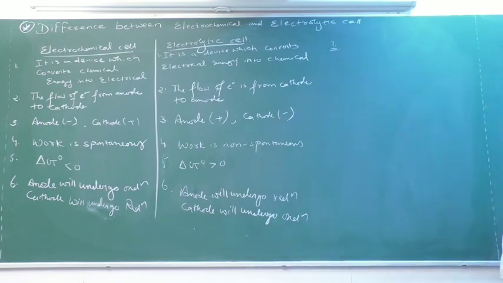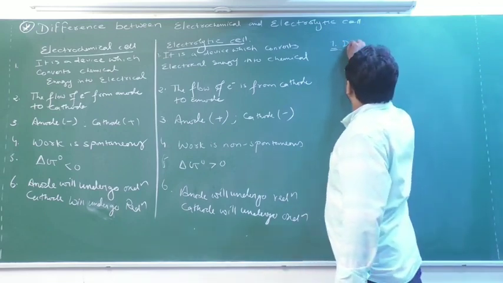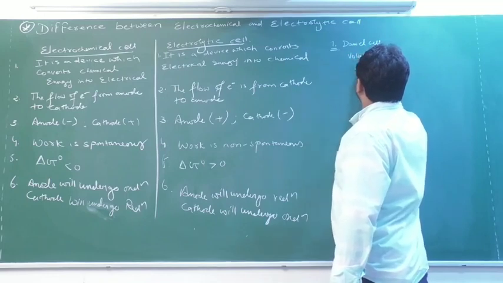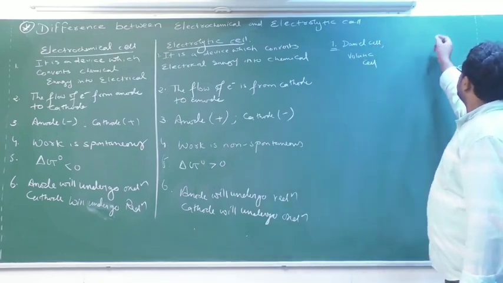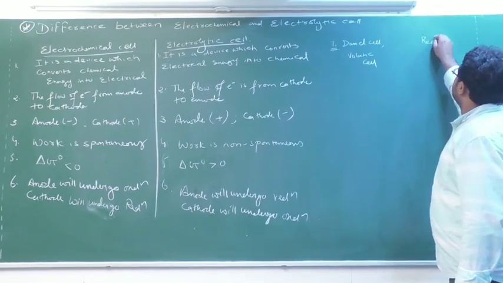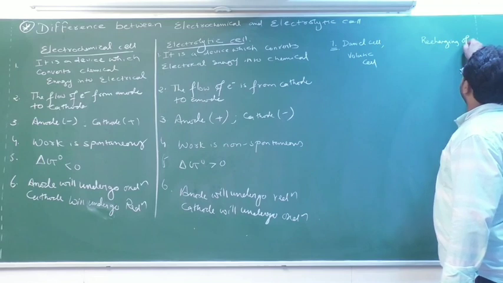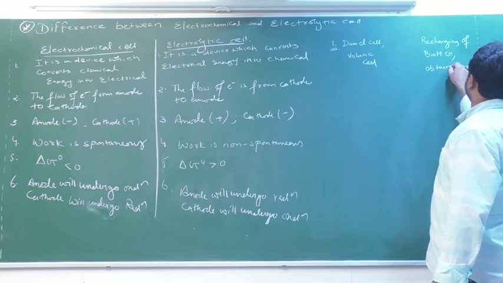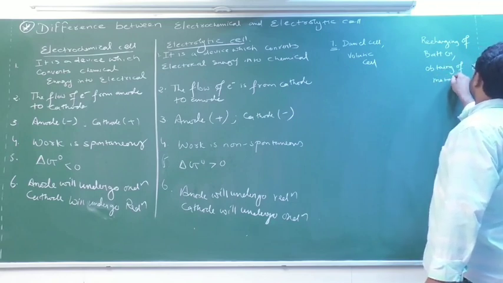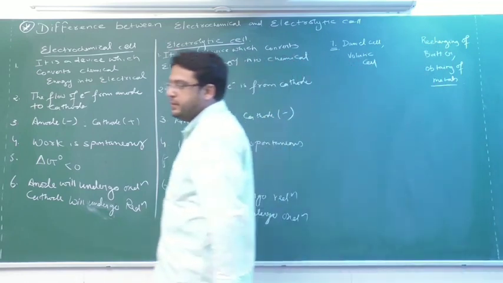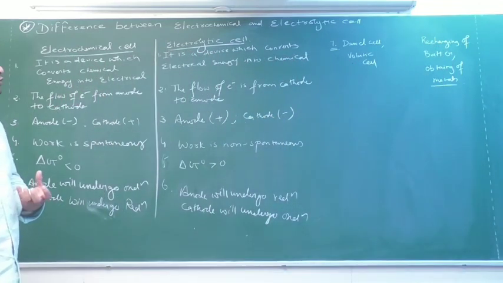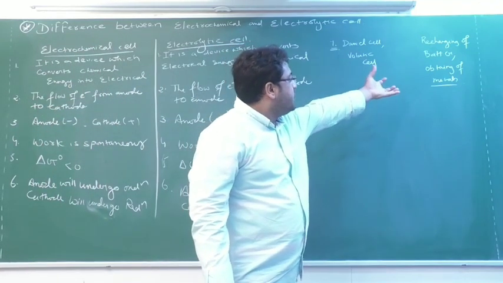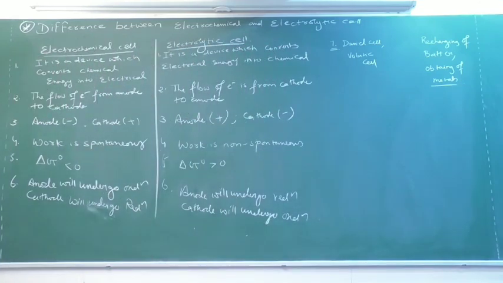Okay. The next point you can write out here, 7th point, application. You can see here the example. What is the example here? Daniel cell. The best example is the Daniel cell, or you can say voltaic cell. Here the example can be what? I can say recharging of a battery. Yes or no? And obtaining of metals. How? You will understand in metallurgy. See, to obtain the metal from certain ores, I have to supply the current. So recharging of a battery and obtaining of metal. Okay, remember these points. You can write them down.